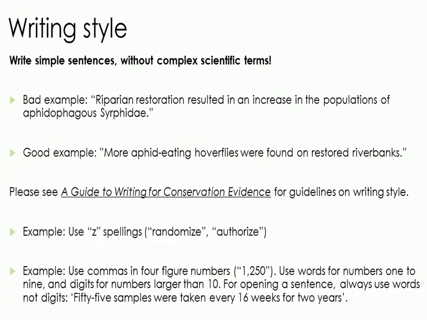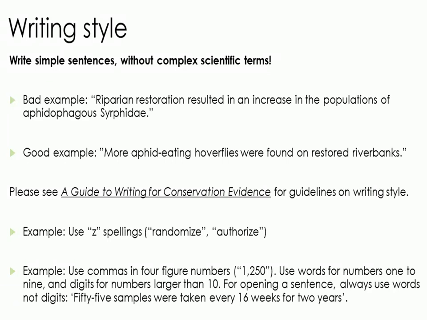We always try to write in plain English. We know that we're not necessarily writing for a scientifically literate audience, and so we try to simplify wherever we can. So here's a bad example: Riparian restoration resulted in an increase in the populations of Aphidophagous Syrphidae. And here's a simple example: More aphid-eating hoverflies were found on restored riverbanks.